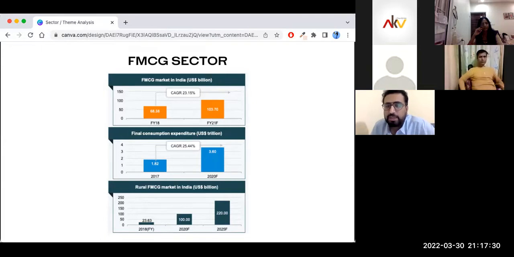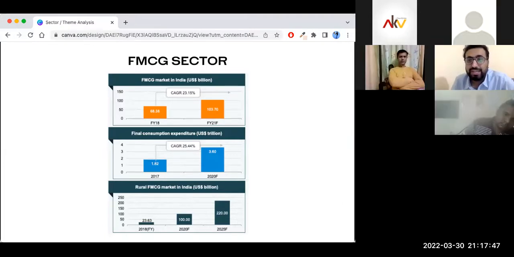Please repeat DRHP. DRHP is Draft Red Herring Prospectus. That is the document that companies which are doing IPO publish or submit to SEBI, and SEBI publishes. That document has a lot of good insights, good data, relevant data about the sector, about the industry. So you can get a lot of information from DRHP.